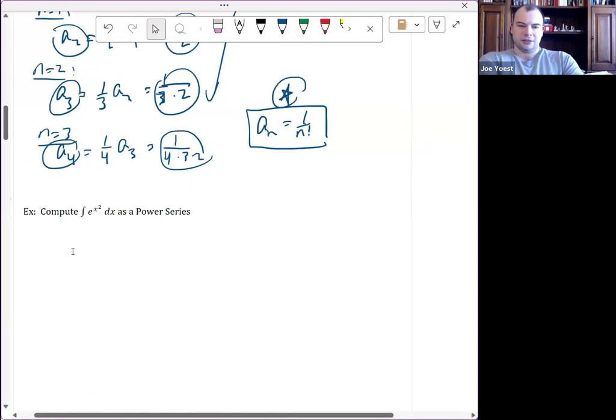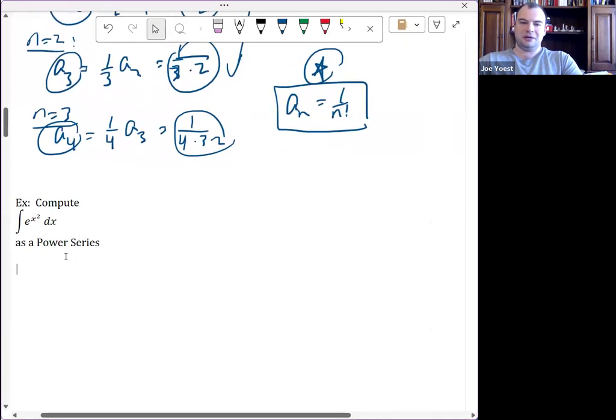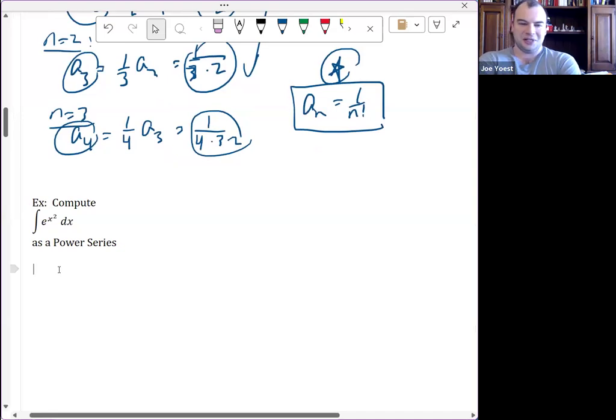Okay, so with our newfound power series representation for e to the x, let's try to answer this question. Let's try to compute this integral. So integral of e to the x squared dx.